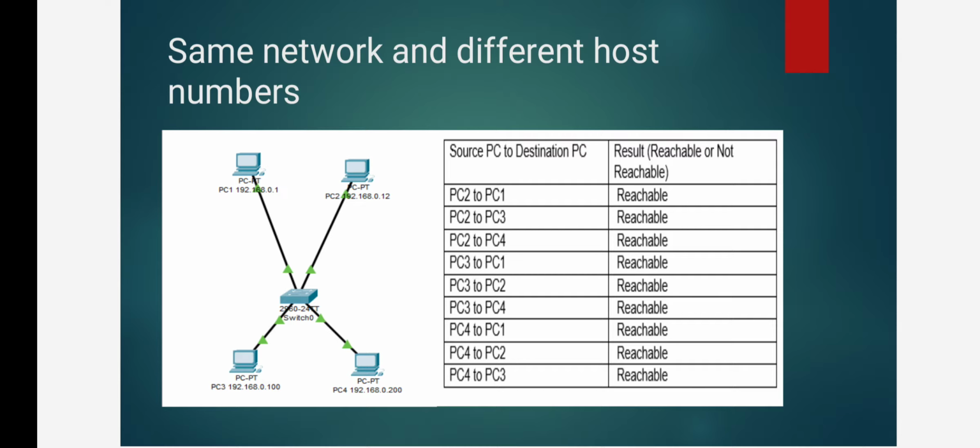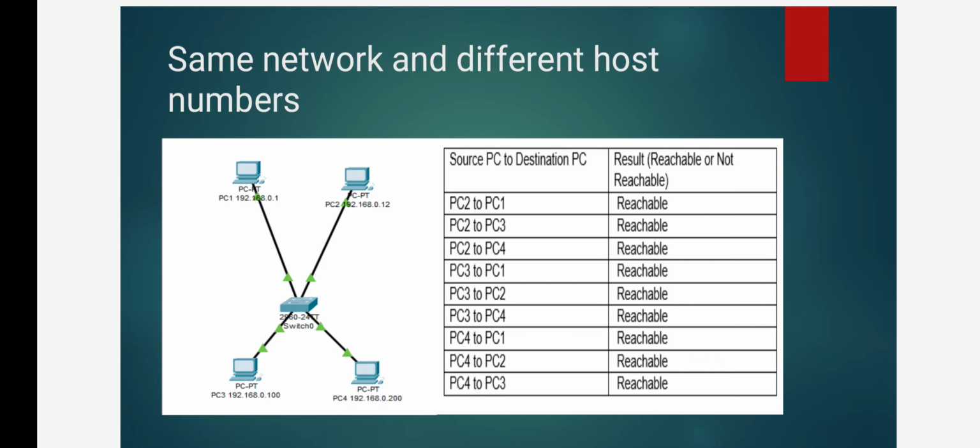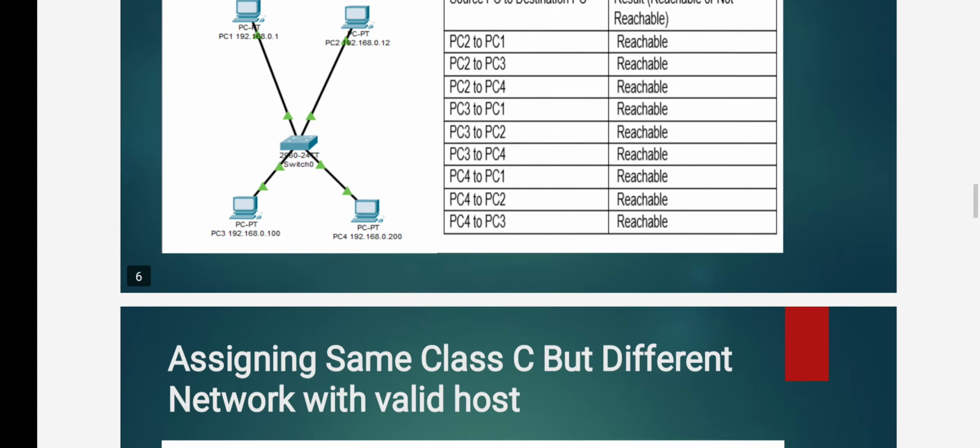PC1, PC2, PC3, and PC4 are all in the same network, so the output of this left side table, the reachable and non-reachable side, is all reachable because all network parts are the same and the host parts are all usable. Okay, let's go on.